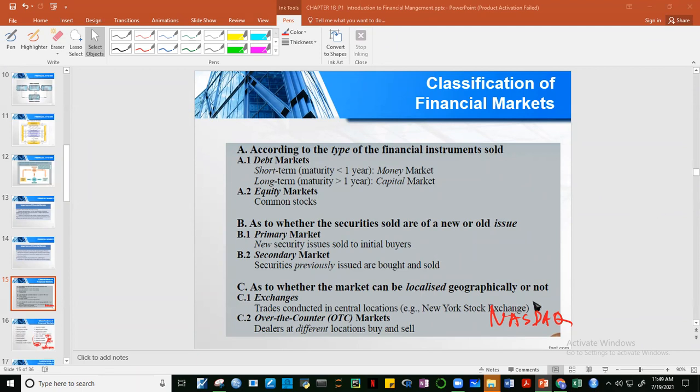Wala siyang physical or geographical presence. Unlike NYSE na may talagang trading floor. PSE also has a trading floor. Of course, it doesn't mean na you cannot trade online. Pwede pa rin. Pero the presence of a physical location makes it a localized exchange. Okay?